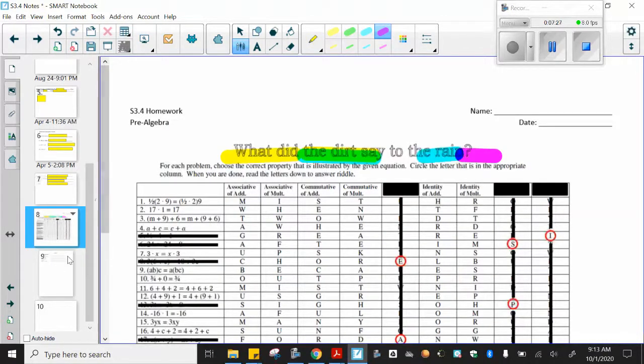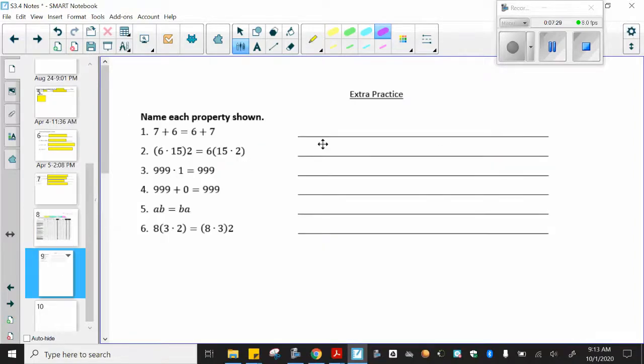So just mark your letters, okay? And then the extra practice is just more of these. And again, I would try it. This can be very confusing. This is probably not something you've talked about, so give it a shot, okay?